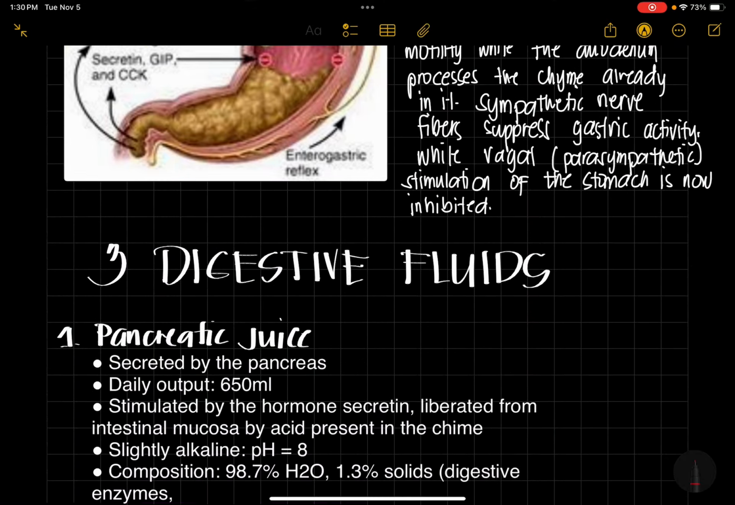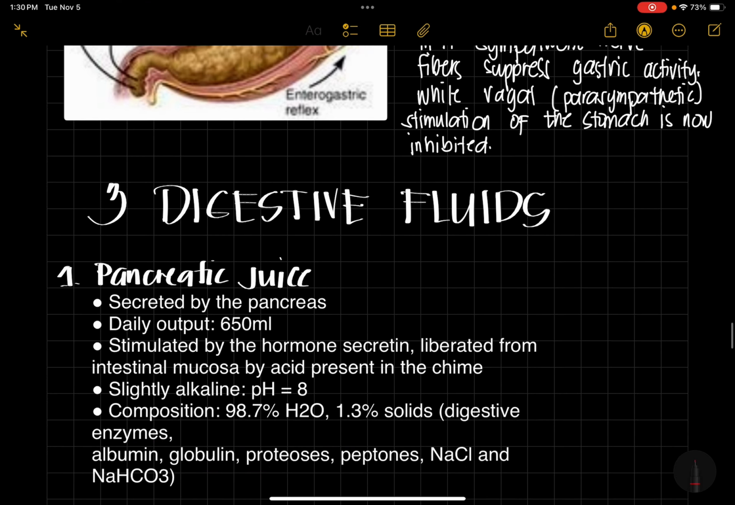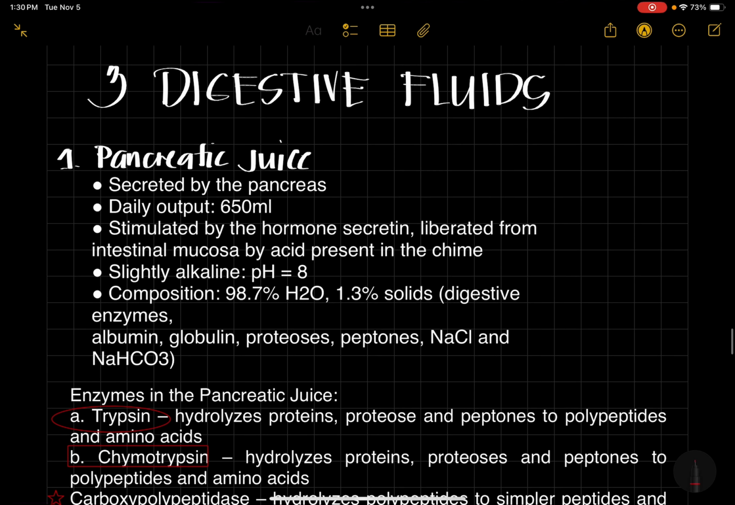We have 3 digestive fluids. Number 1, pancreatic juice, secreted by the pancreas. Our daily output is 650 ml, stimulated by the hormone secretin, liberated from the intestinal mucosa by acid present in the chyme. It is slightly alkaline. Neutral pH is 7, so our pH here is 8.